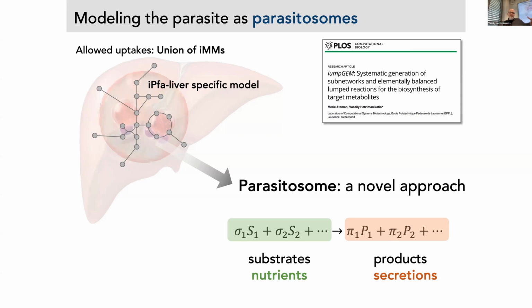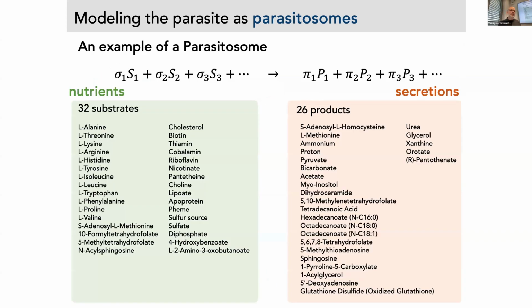And then we take this global network that is in the system, and what we do here is collapse it into a single reaction equation. This reaction equation we then add into the liver model, and this way we can simulate the growth of the parasite and the equivalent draining of nutrients and production of different secretions. And this is an example of a parasitism.